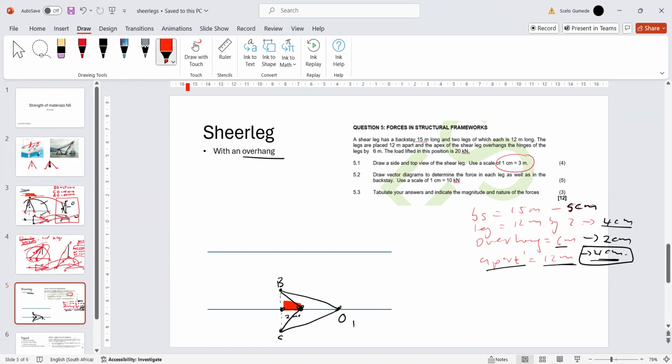Highlighted in red, that's our overhang distance, 2 centimeters. Now, if you can realize, we don't have that point there, point A. We don't have it, but we are done drawing the legs. Okay, so what are we going to do now? We start projecting upwards. Let's project upwards.